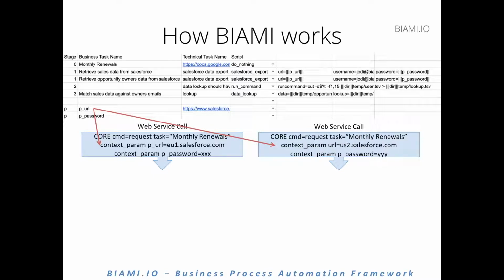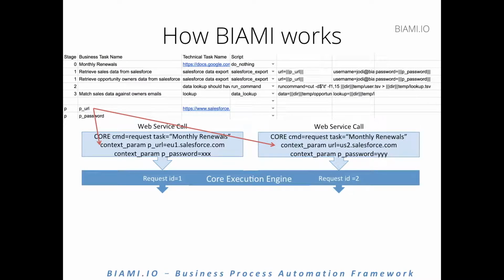Now when you specify the context parameters, those are exactly the same parameters that you put as the parameters in your design spreadsheet. So this is how you can manipulate various different contexts within your automation processes. What happens after that is, when you execute that web service call, the BIAMI core saves those requests and creates specific IDs to manage them, and it stores those requests, and it actually doesn't execute them.